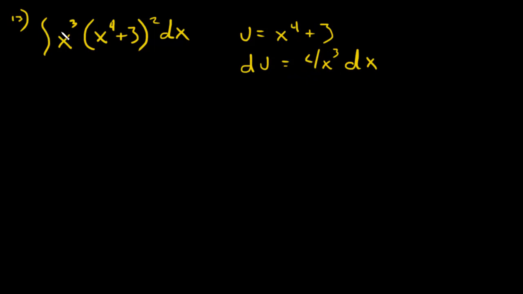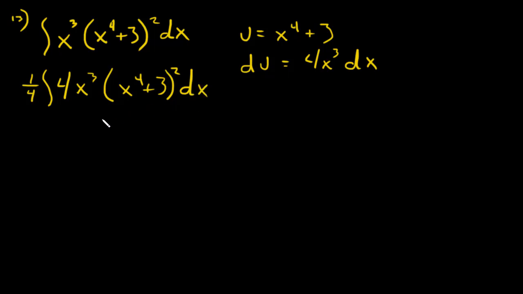So I need to put that 4 in, and the way that I do that is I'm going to adjust by putting a 1/4 outside the integral. So this is 1/4 times the integral of 4x cubed times (x to the 4th plus 3) quantity squared dx. And now I can match up all of my pieces. I've got my u here, and I've got my du here. So we're good to go.